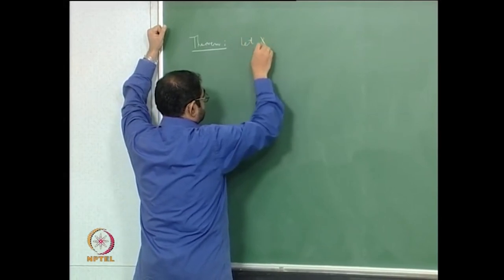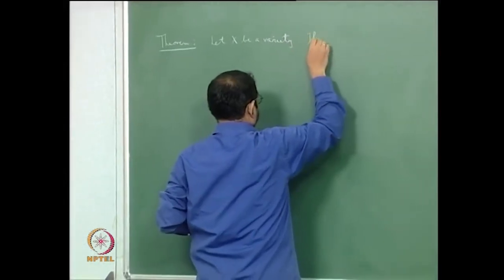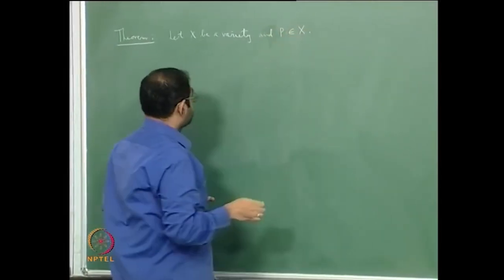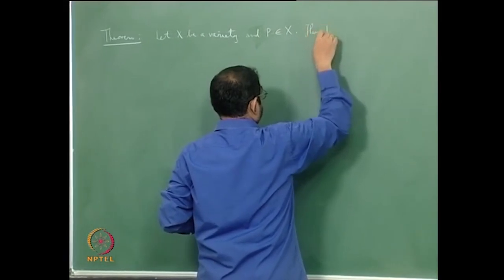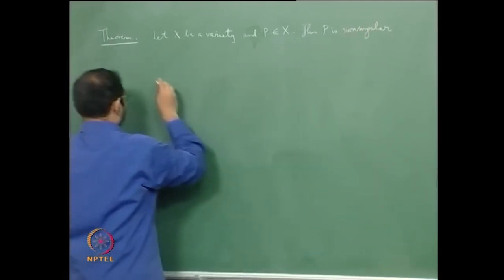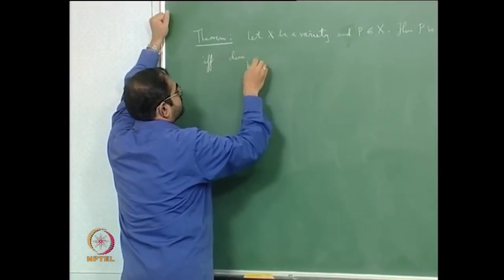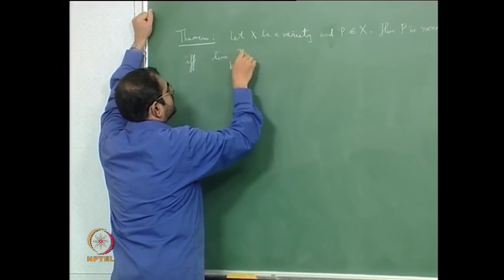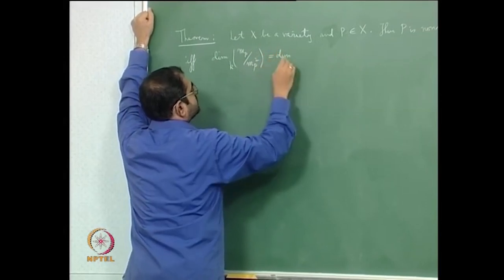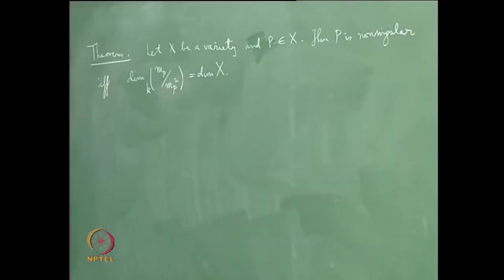Let X be a variety, and P a point of X. Then P is non-singular if and only if the dimension over k of m_P mod m_P squared is equal to the dimension of X. Okay, so this is the correct statement.